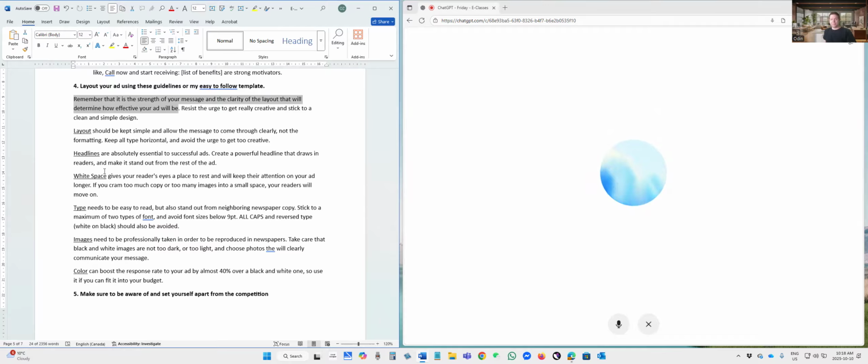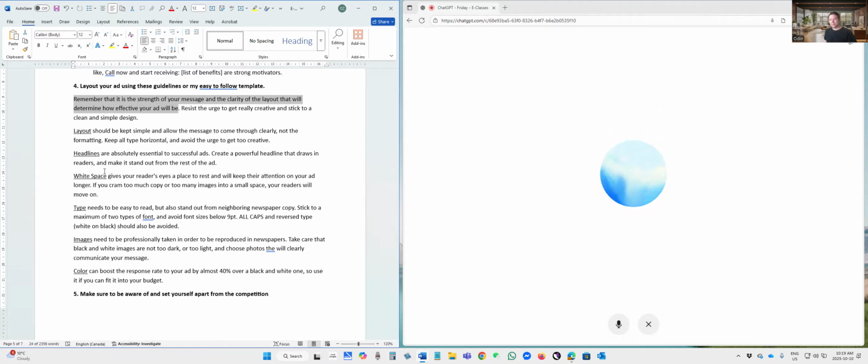Headlines are absolutely essential to successful ads. Create a powerful headline that draws in readers and make it stand out from the rest of the ad. White space gives your readers' eyes a place to rest and will keep their attention on your ad longer. If you cram too much copy or too many images into a small space, your readers will move on.